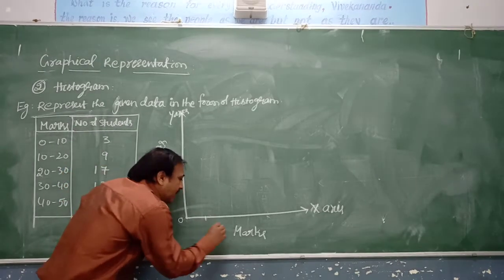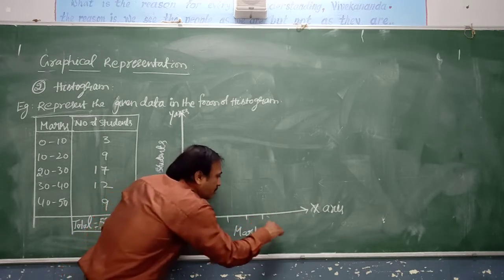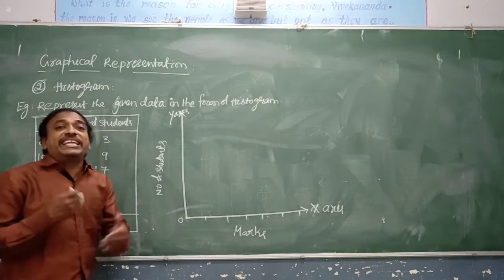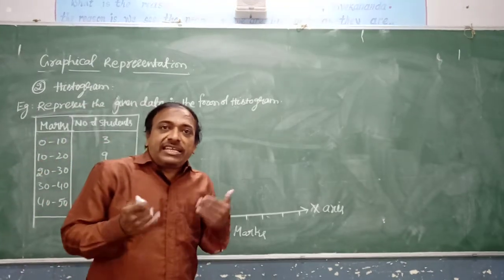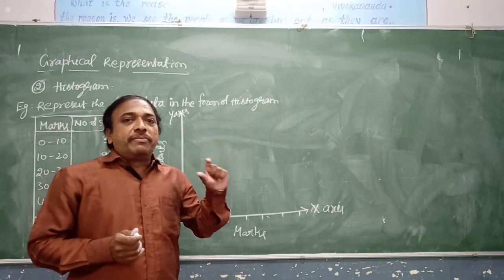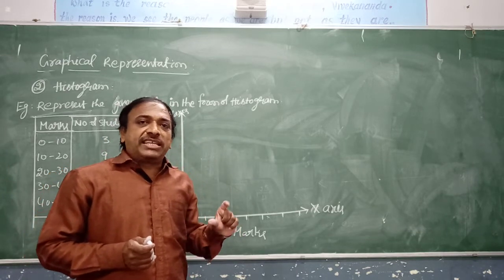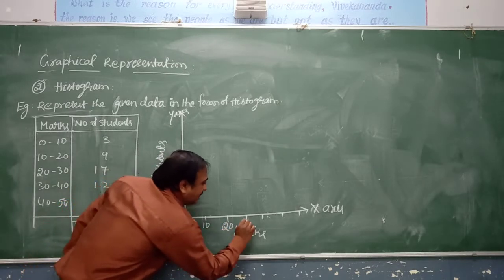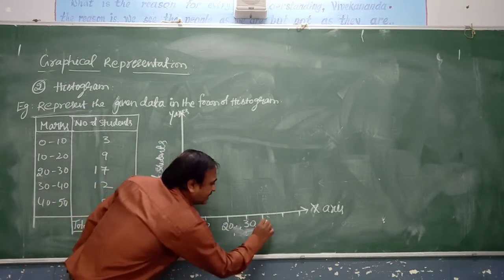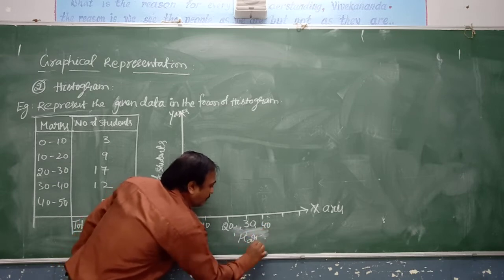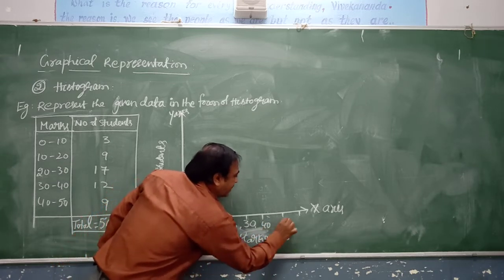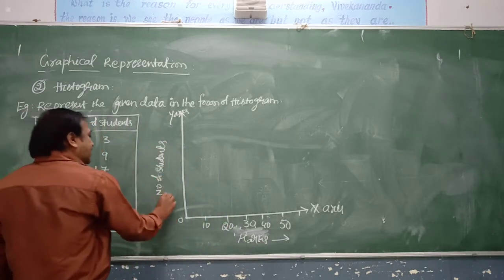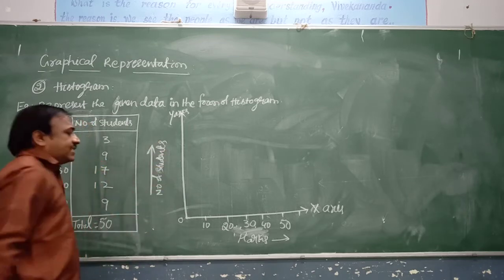Equal space must be there between the numbers, but there will not be any gap between the bars in a histogram. That is a point you must remember while representing a histogram. So this is 10, this is 20, this is 30, and this is 40. Here marks 50. And this is the number of students on the y-axis.